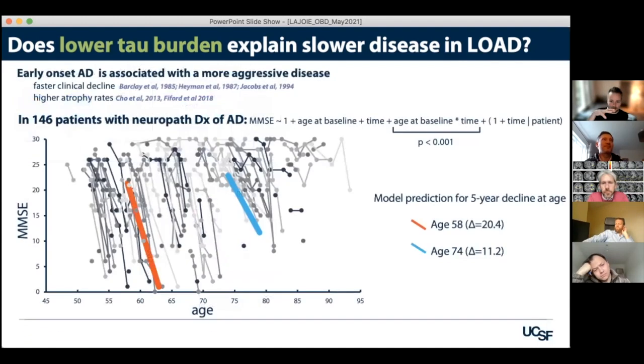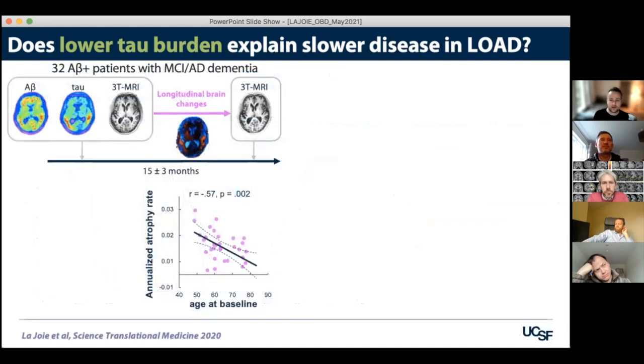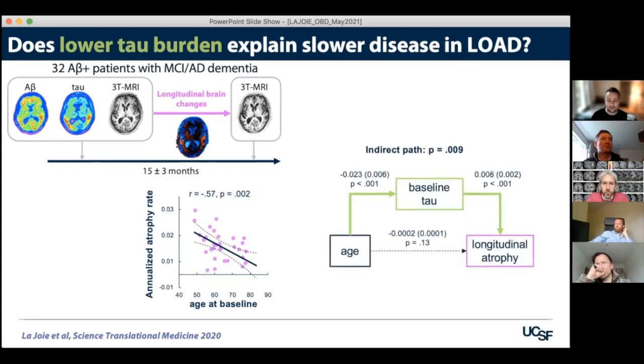Talking about this more aggressive pattern in early onset, one thing that we looked at, going back to the study about longitudinal atrophy, is that our younger patients tended to have higher atrophy rates, so more aggressive disease. And so we know that younger patients have more tau, they have steeper rates of atrophy. And we ran this mediation analysis showing that actually the fact that young onset patients have more tau could explain why they have more aggressive atrophy over time. So all of this seems to be going together.